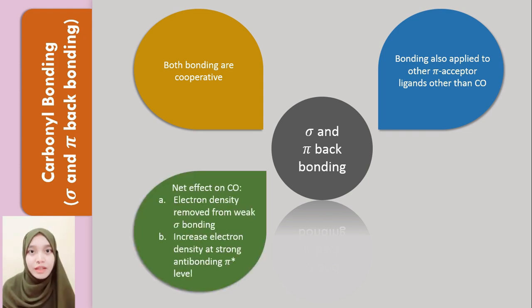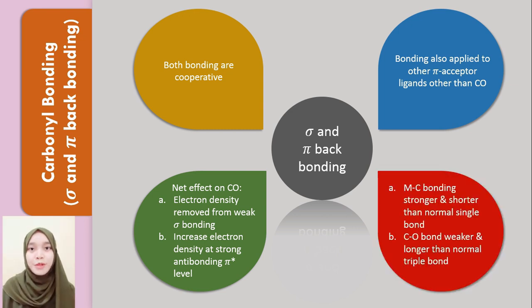There are two net effects of carbonyl bonding on carbon monoxide. Firstly, the electron density is removed from the weak sigma bonding. Next, there is an increase of electron density at the strong anti-bonding sigma star level. The process in carbonyl bonding causes the MC bond to become shorter and stronger than the normal single bond. It also causes the CO bond in carbon monoxide to become weaker and longer than the normal triple bond.